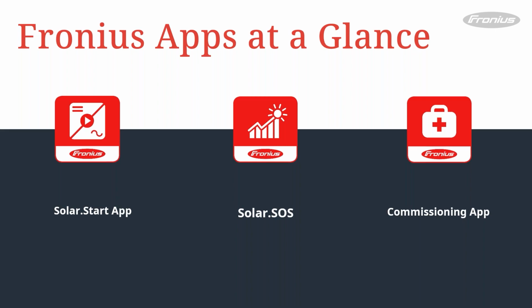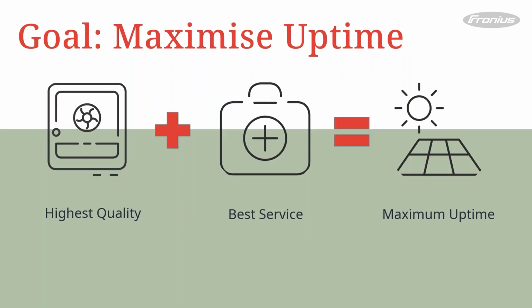We have the Solar Start app, which is used for commissioning SnapINverters as well as Gen 24s. Then we have the Solar SOS app, which is used for service and troubleshooting. And then we have the commissioning app as well. So even though we have 3 different apps, there is one common goal to all these apps: to maximize the uptime.